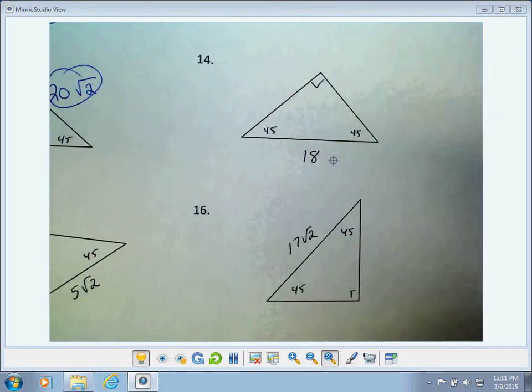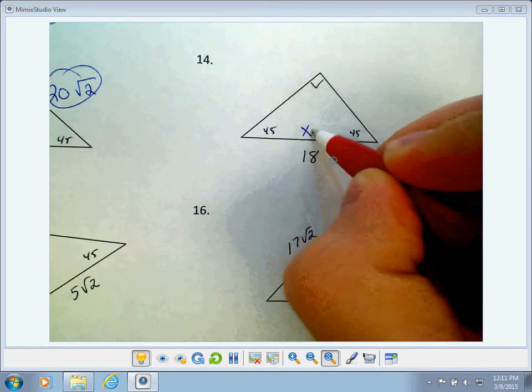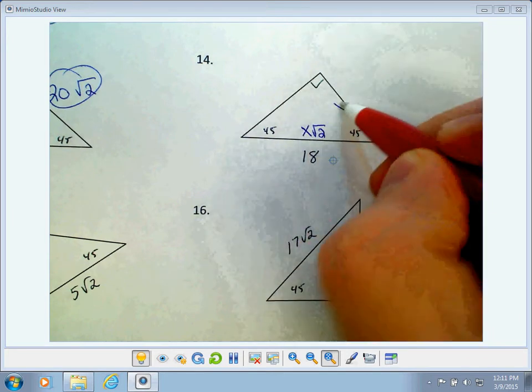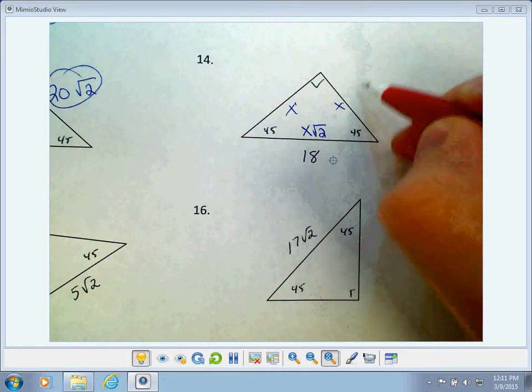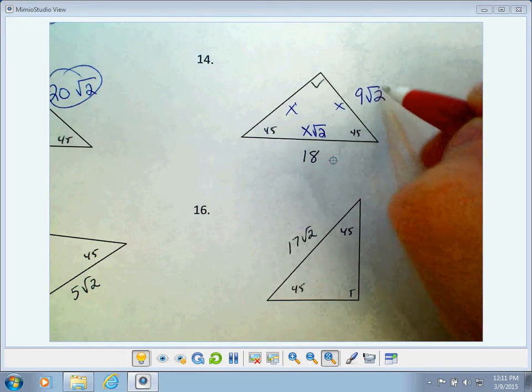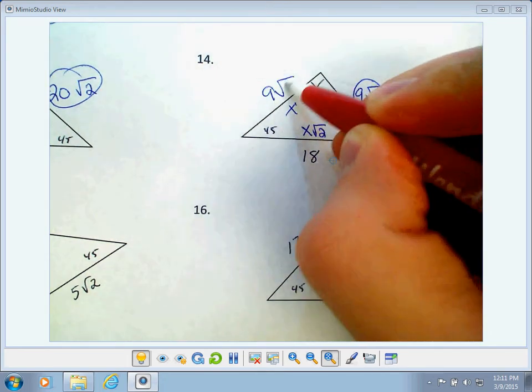Number 14, we end up using the trick because if we write out the pattern, we're given what x square root of 2 is equal to. So remember how we did earlier, whenever you have x square root of 2, the trick is to divide that number by 2 and add the square root onto it. So that means x is going to have to be 9 square root of 2. And that's going to be for both sides.